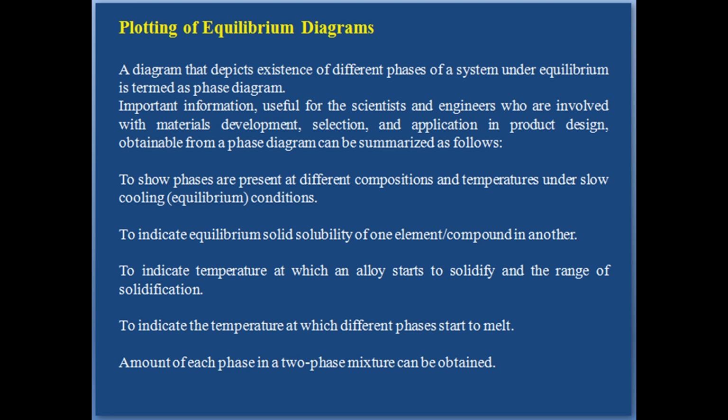Phase diagrams are classified based on the number of components in the system. Single component systems have unary diagrams, two component systems have binary diagrams, three component systems are represented by ternary diagrams, and so on. When more than two components are present, phase diagrams become extremely complicated and difficult to represent. This is all about the equilibrium phase diagrams.